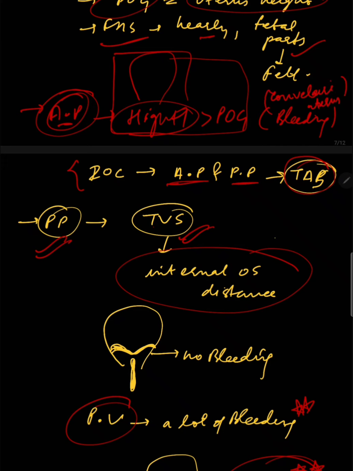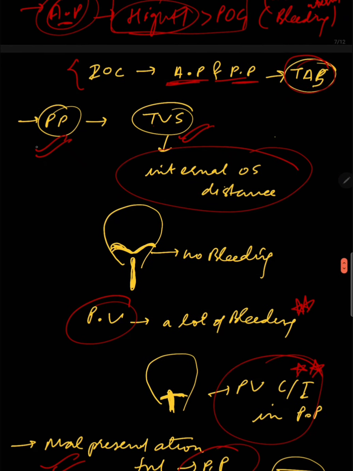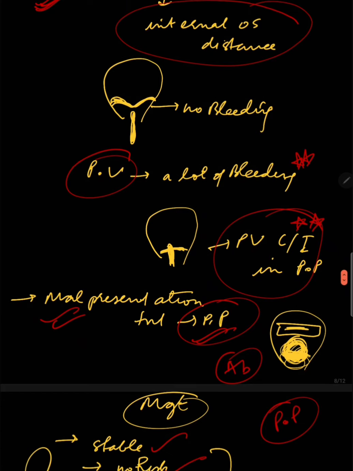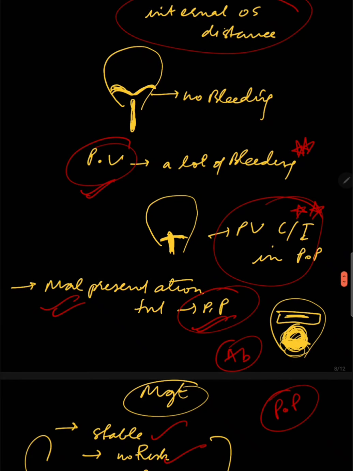So we'll discuss that, not here, but I'm just mentioning the differentiating features so that you can correlate. If you have to screen whether it is a case of abruptio placenta or placenta previa, you have to do transabdominal ultrasound. And if you have diagnosed that yes, it is placenta previa, you will go with transvaginal ultrasound to check the distance of the placenta from the internal os.